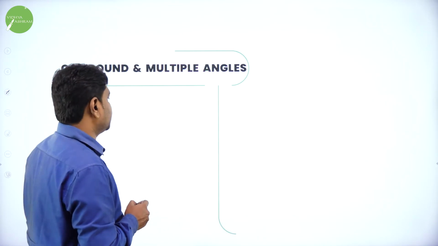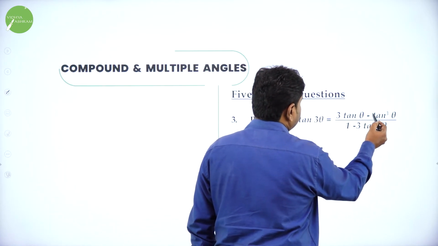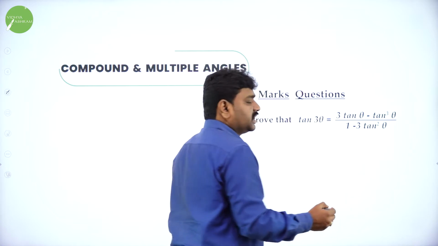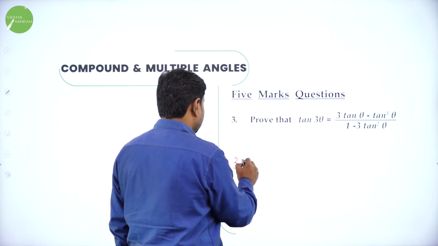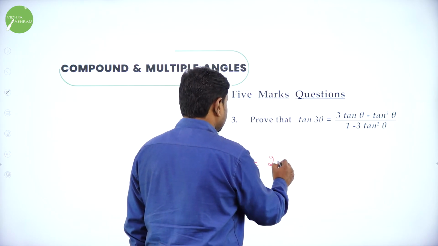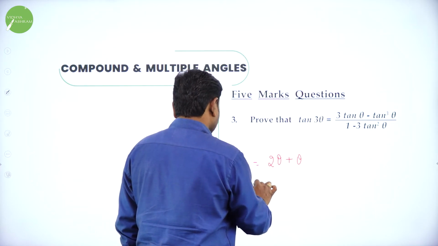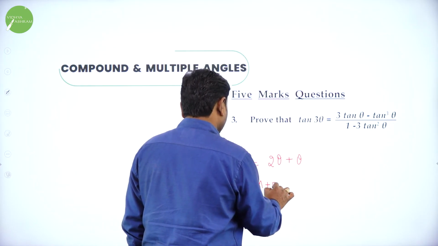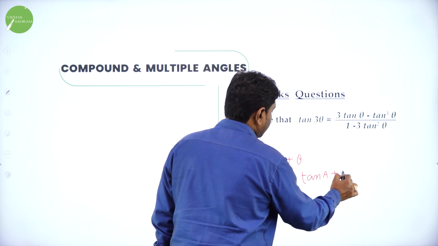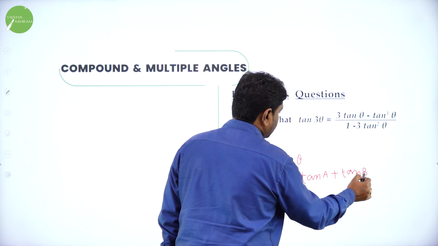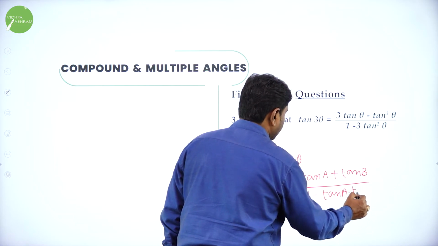Now tan 3 theta. So they'll ask you to prove tan 3 theta is equal to 3 tan theta minus tan cube theta by 1 minus 3 tan square theta. Again here we use the same technique, that is 3 theta, the multiple angle, I'll write it as 2 theta plus theta. Again we'll get a situation that is tan of A plus B. What is tan of A plus B? All of you know tan of A plus B can be written as tan A plus tan B by 1 minus tan A into tan B. So once you are thorough with the compound angles, then only you can derive multiple angles.